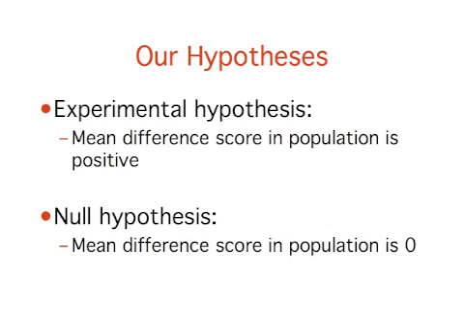If the drug has a positive effect and improves performance on the delay of gratification task, then the mean difference score in the population will be positive. If the drug has no effect, then the mean difference score in the population is 0. This is the null hypothesis.